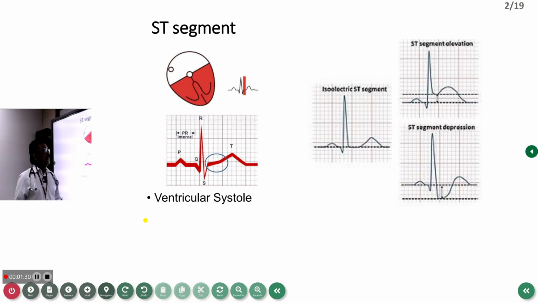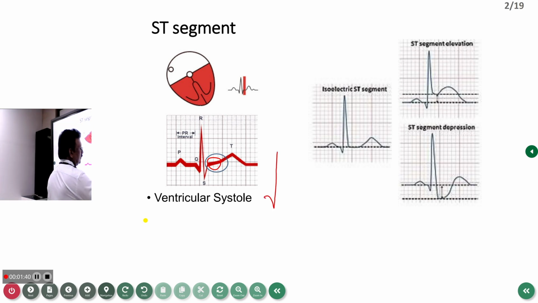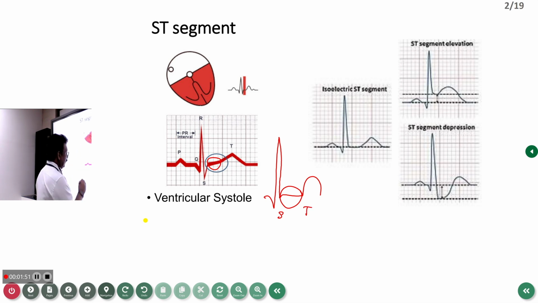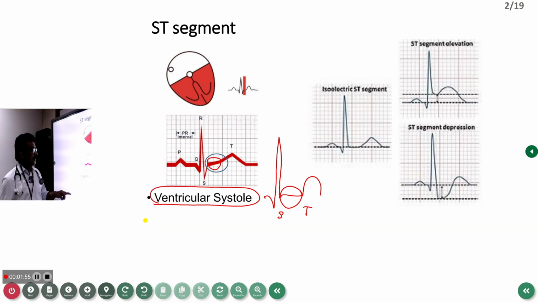Okay, so first of all, we will see what the ST segment is. You can see here, this is the ST segment. You can see the QRS complex, then the ST segment, then the T wave. The S to T wave onset is the ST segment. That is produced by ventricular systole in ECG. So whenever we are taking an ECG, ventricular systole produces the ST segment.